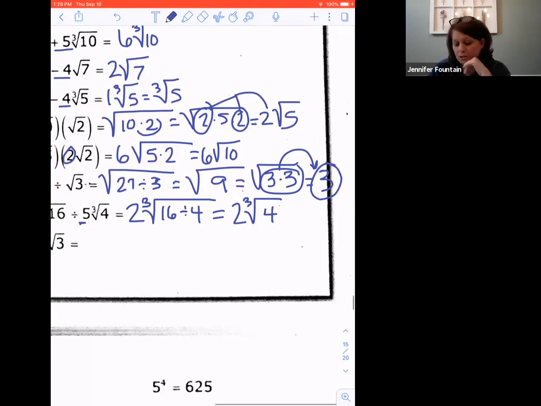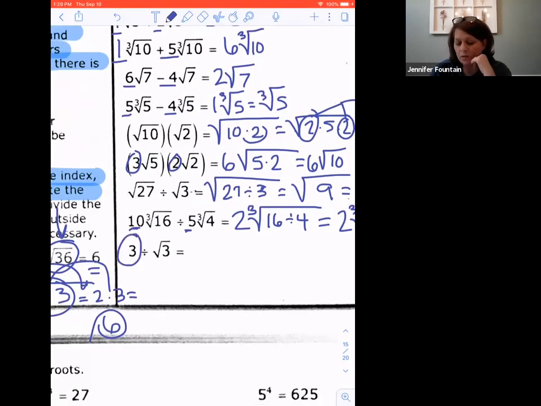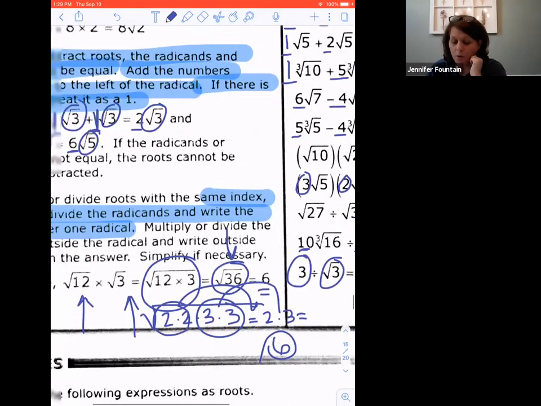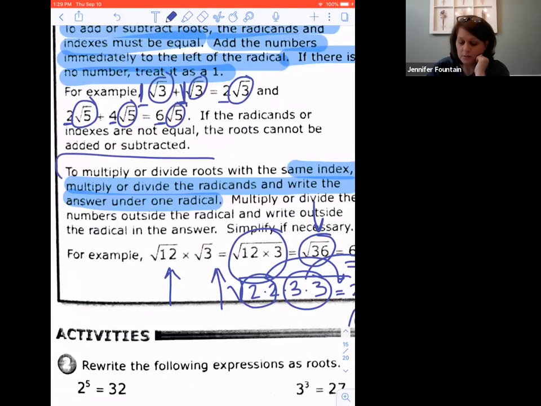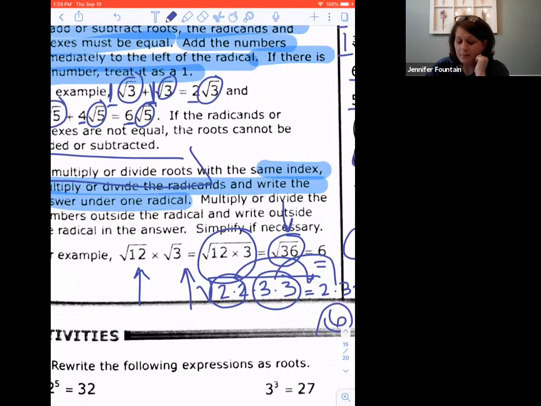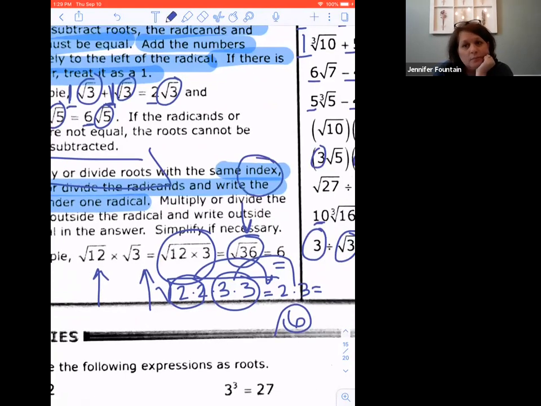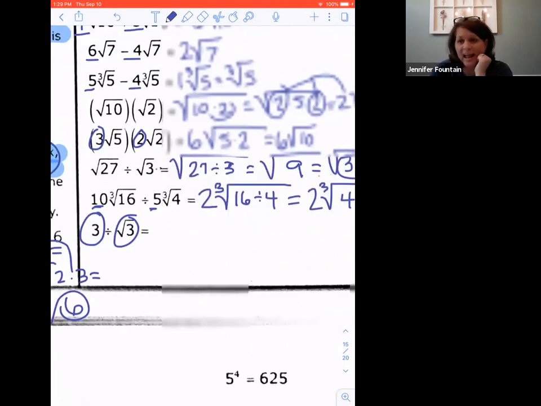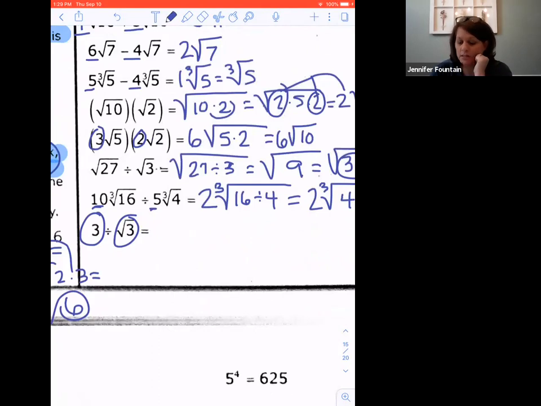Now the last one that I want to show you. I have a whole number divided by a radical. And remember that my rule for multiplying and dividing roots was they have to have the same index. So a whole number 3 doesn't have an index, does it? So what I've got to do is turn this one into a radical.